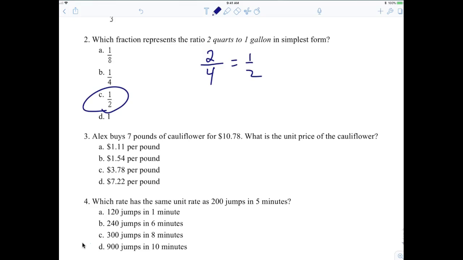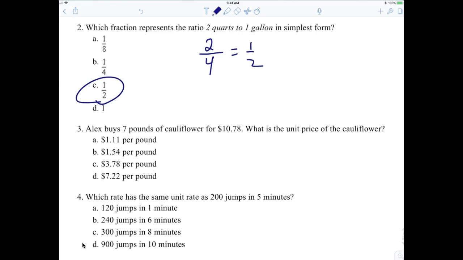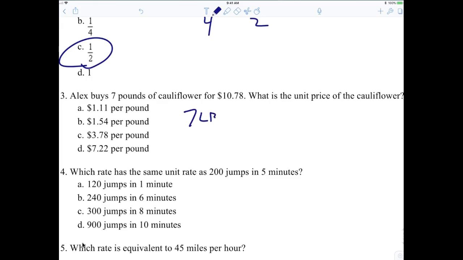Now, this is the one some people had trouble with yesterday, so please watch. 7 pounds for 10.78. Now, when you have a unit price, it's how much for 1. So what do I divide? I want 1, correct? This is how I remembered: I divided by 7, and if I divide that by 7, I have to divide that by 7. Is everybody okay with that? And now, 10 divided by 7, right? We know it can't be C or D.